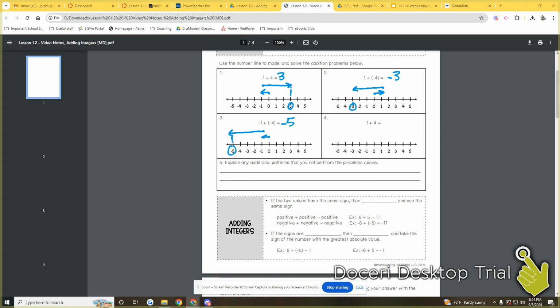Now, number 4, go ahead and try this one by yourself. You probably are going to get it pretty easily. We're going to go right and then right again because we both have two positive numbers. So go right 1 and then start where we ended and go right 4 more, and you end at +5.